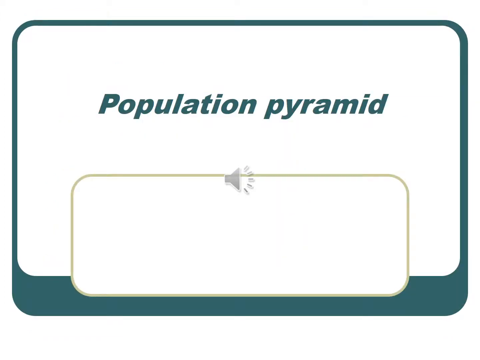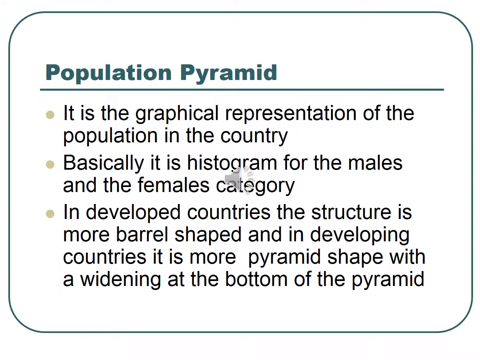I will now cover the concept of population pyramid. Population pyramid is a graphical representation of the population of a country. Basically, it is a histogram for the male and female category. In developed countries, the pyramid is more barrel-shaped, and in developing countries, it is more pyramid-shaped with a widening at the bottom of the pyramid.